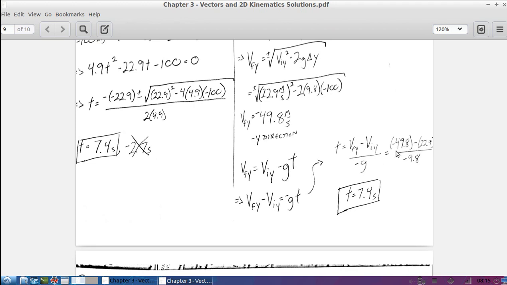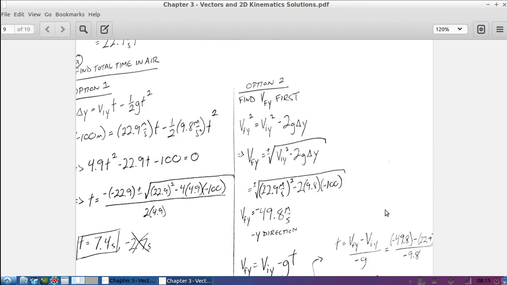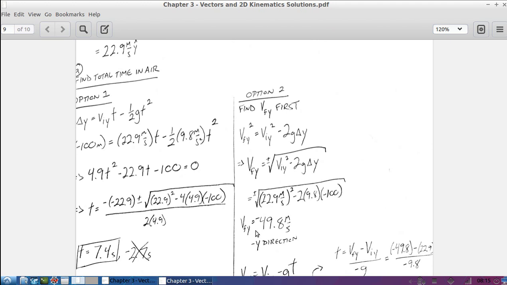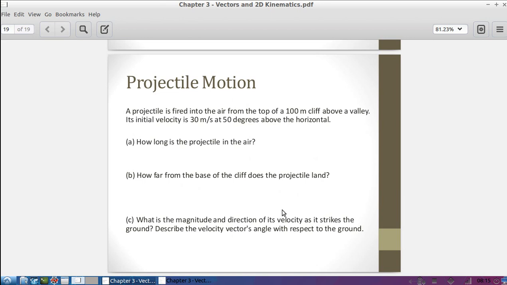Substitute my values in. Don't forget v final is negative, minus a positive v initial, divided by a negative sign. I've got a positive scalar, 7.4 seconds. Same time I have over here. So option 2, I avoided the quadratic, and I'm just going to make a note of this because it's going to be necessary for the last part.